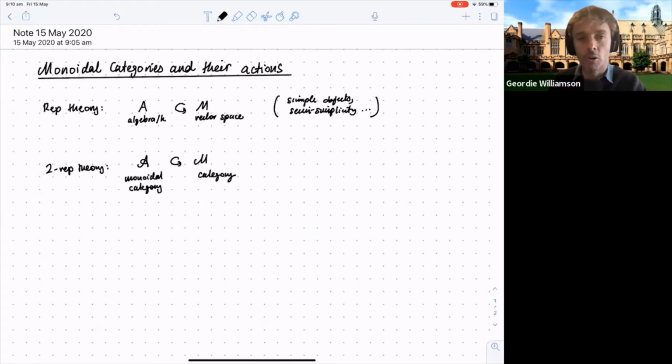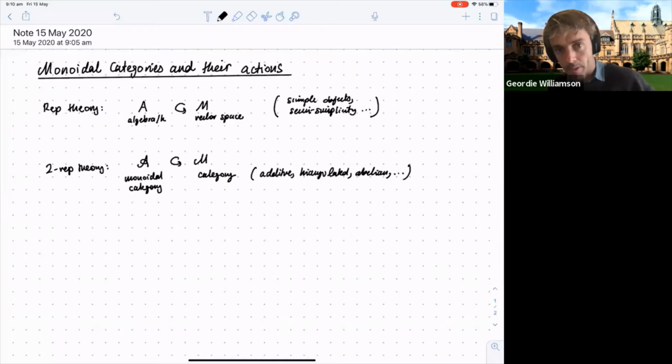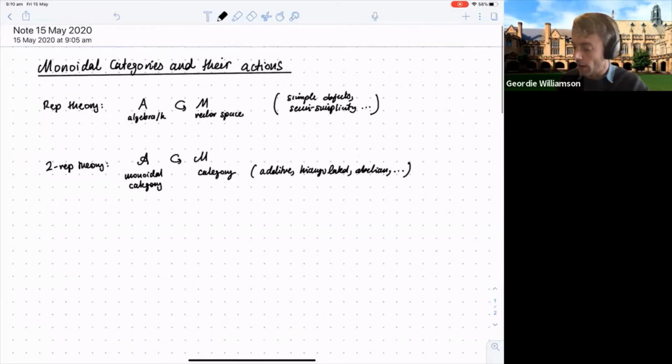And as I said last time, the analog of having A act on a general category would be the analog of having some object in the classical world acting on a set. And we can't really say much about actions on sets, but if we have some additional linear structure, we can use linear algebra, etc. And so here we want our category to be, let's say, additive, triangulated, abelian, etc.